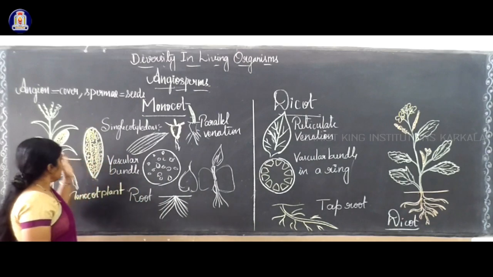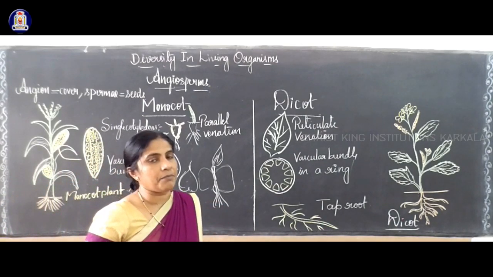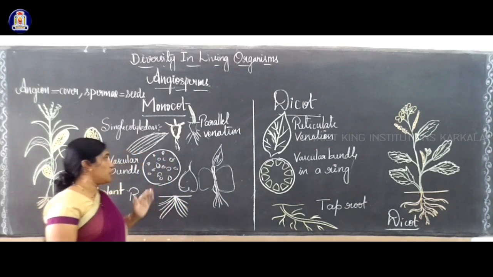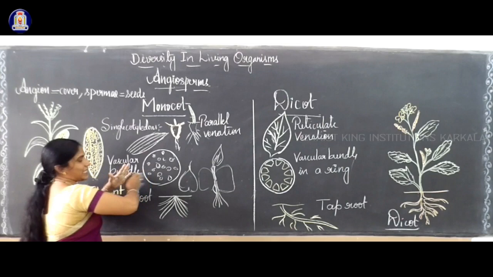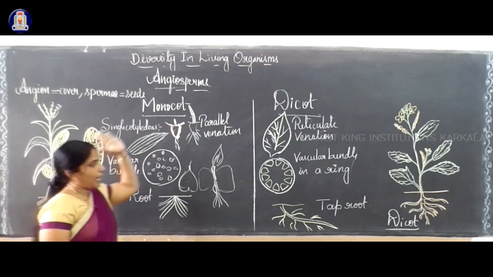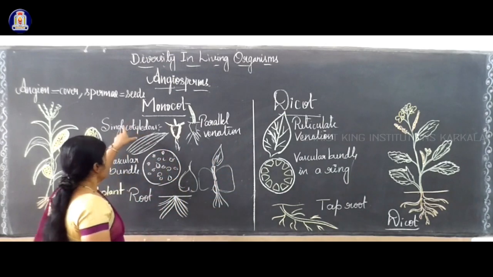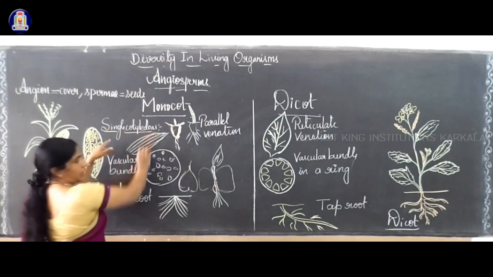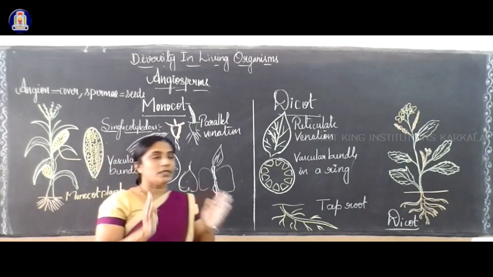Next one, vascular bundle. Since the plant possesses xylem and phloem as conducting tissue, these vascular bundles, xylem and phloem, are scattered. While comparing to the dicot plant, now I compare both the two plants. First, single cotyledon, single seed. If you sow the seed also, it will not divide.